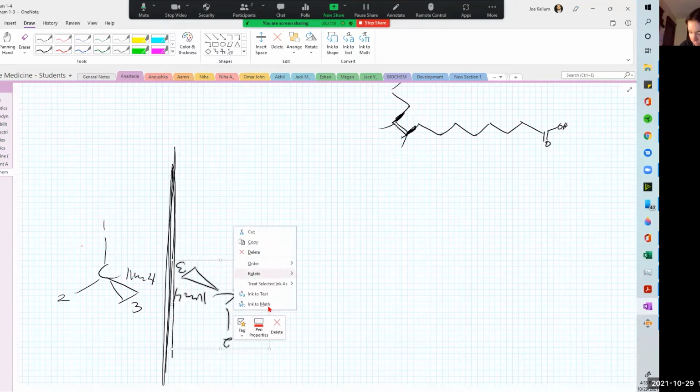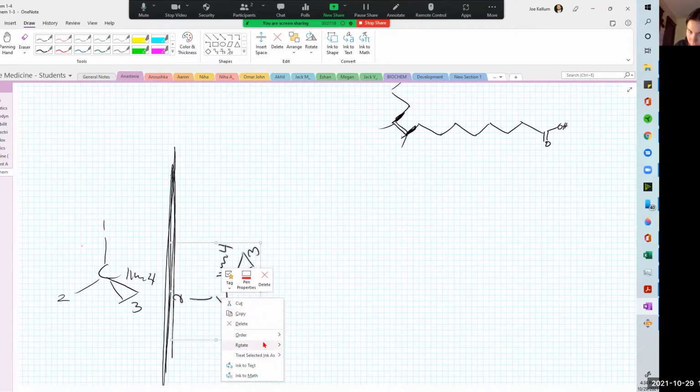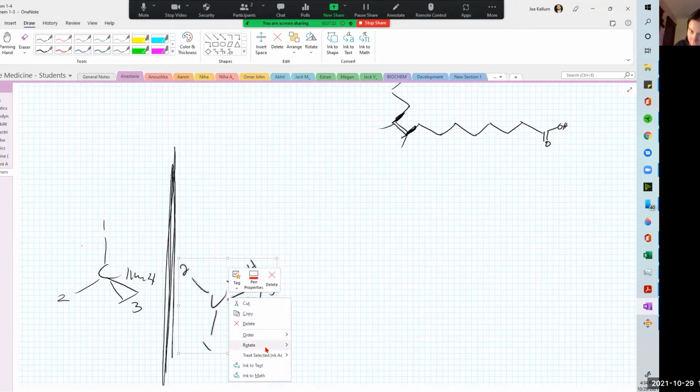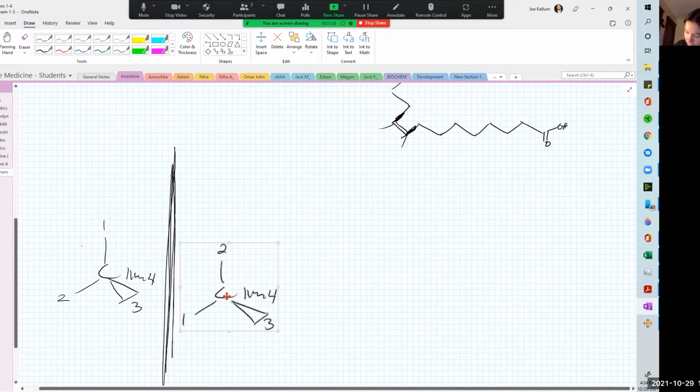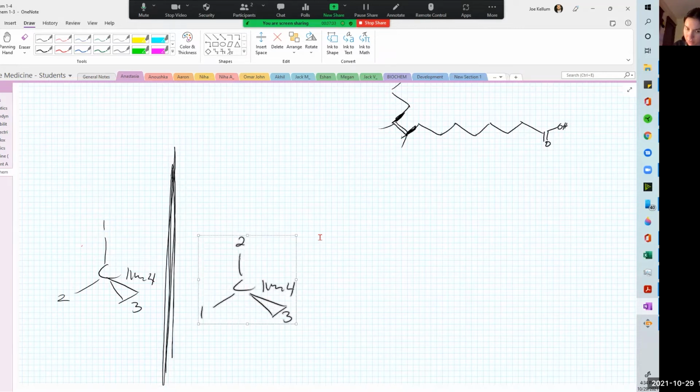I feel like this is one of the hardest concepts for people, being able to look at a 2D representation of a molecule and know whether it is or isn't an enantiomer. Now I can't get it back where it was. There we go. Okay, all right. So what would you expect with regard to the chemical and physical properties of these things?